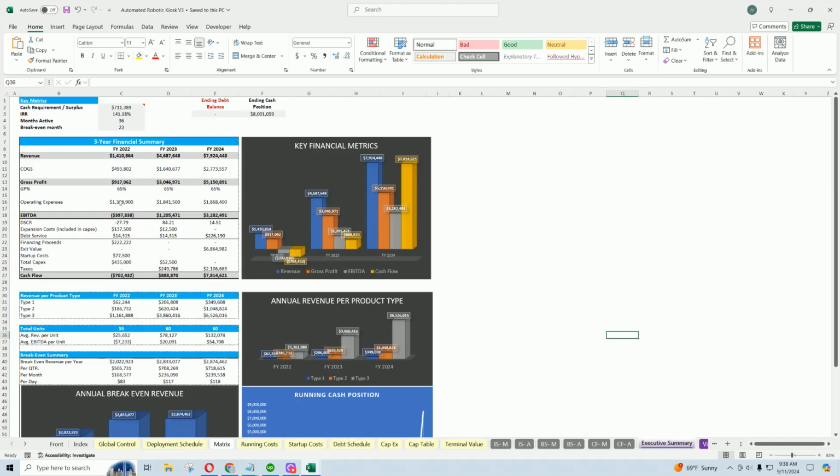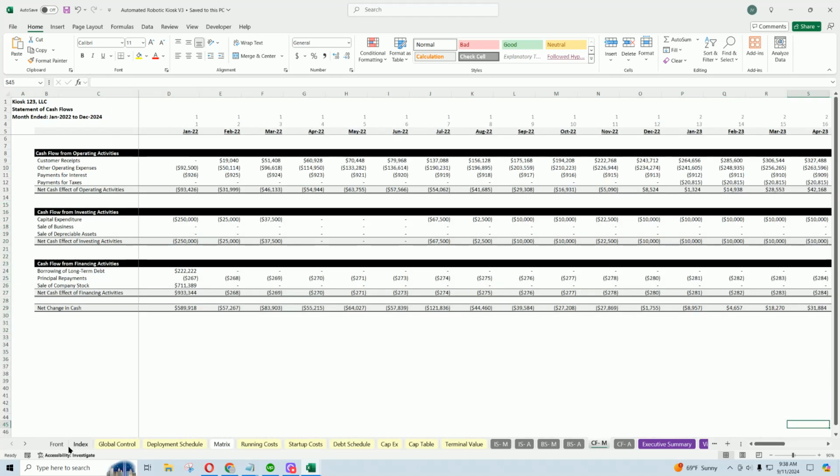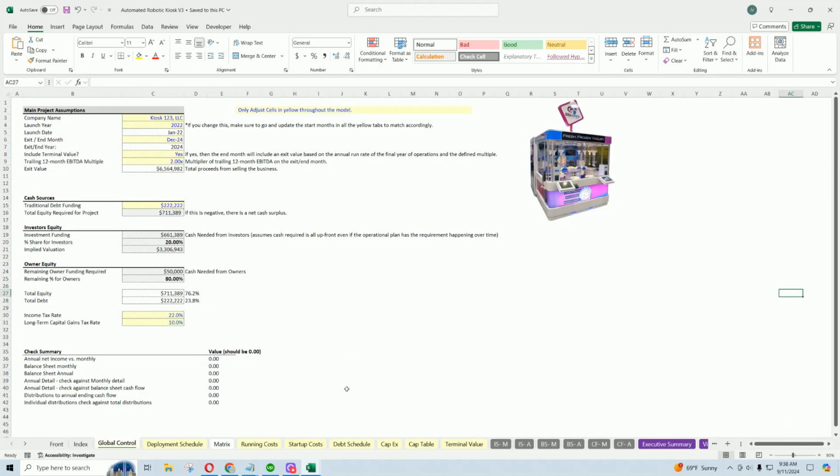The executive summary is updated just like the other one, and yeah, it has income statement, balance sheet, cash flow statement as well. So those are the updates on that. So been doing some fun financial modeling.